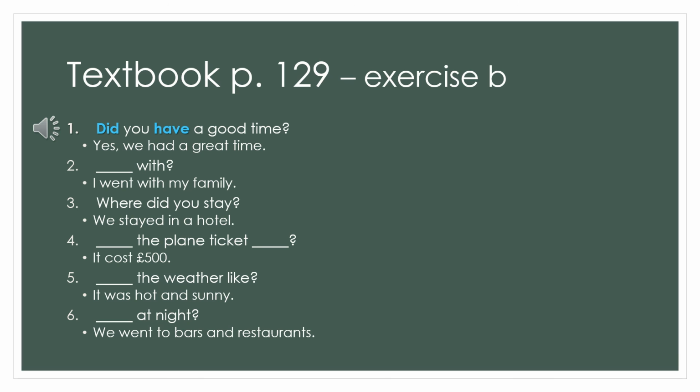Did you have a good time? Did is the auxiliary verb in the past simple. Have is an irregular verb. Who did you go with? Did is your auxiliary verb in the past simple. Go is an irregular verb.